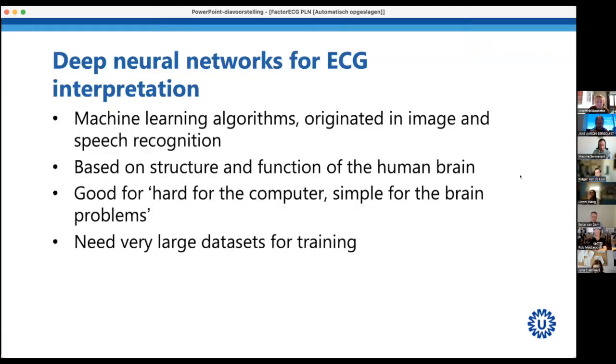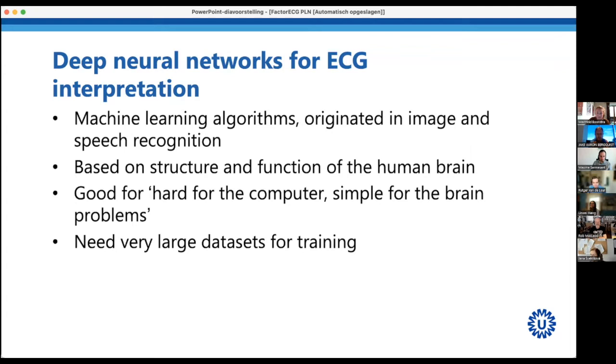I'm not sure how well aware everyone is about what deep neural networks are, so I'll do a very short introduction. They're machine learning algorithms. They were first mostly used in image and speech recognition, but then it was shown that they also worked very well on ECGs. They're based a little bit on the structure and function of the human brain. They also have neurons that have connections that we use to train things. And usually we need quite large data sets for training.